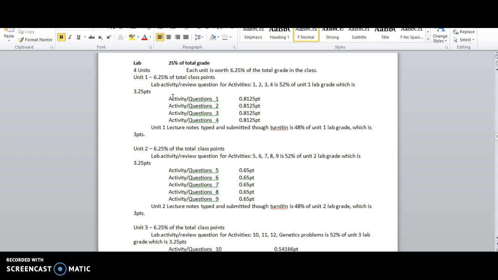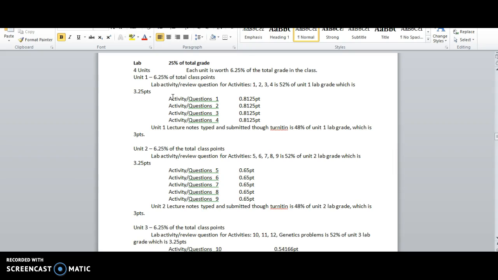Let's look at the lab. The lab is worth 25% of your grade. The lab is broken into 4 units. Each unit is worth 6.25% of the total class points. Each unit might have 2 or 3 or 4 or 5 different lab activities.